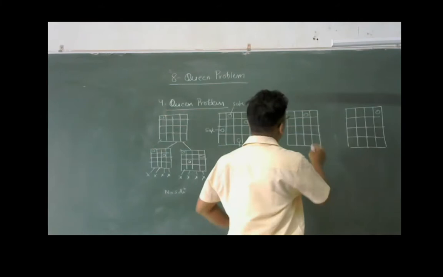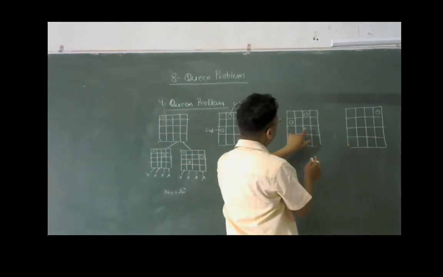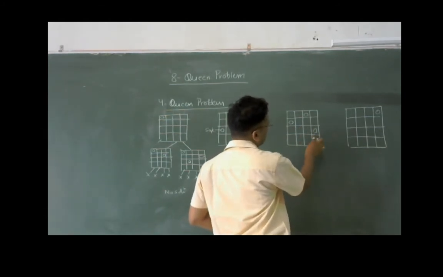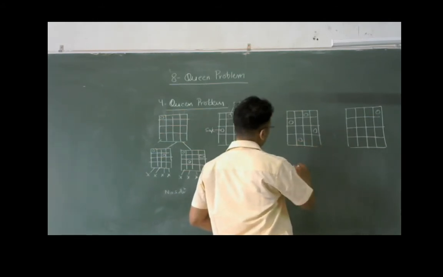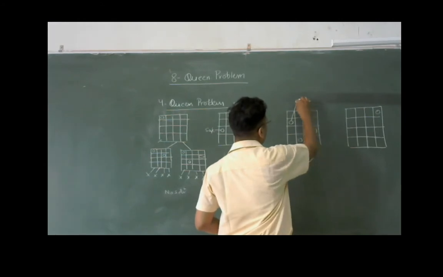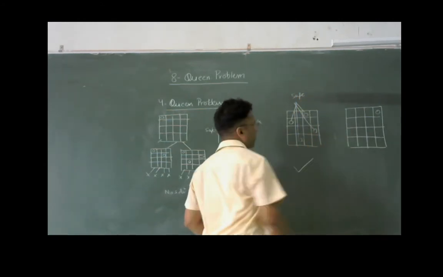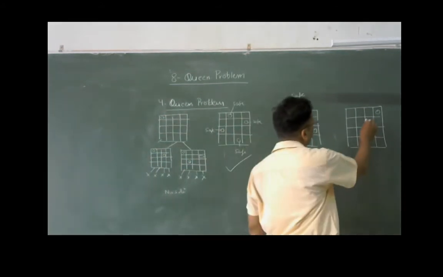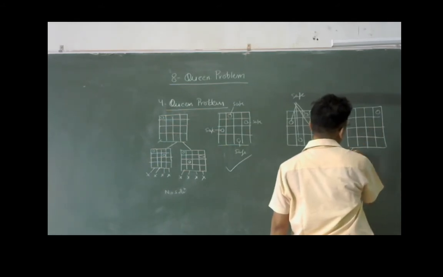Similarly, in this case, we can place our queen here. The third queen cannot be placed here, cannot be placed here, but can be placed here. And in the fourth row, it cannot be placed here, but we can place it here. So this is also a solution. All safe, right? And in the last one, if we try to place first here, then it has two solutions.